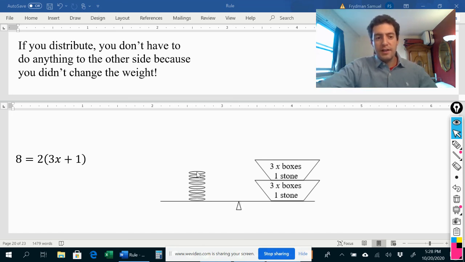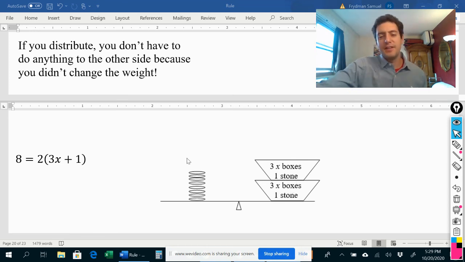So on the left side of this equation, we have 8 stones, okay? And on the right side, we have 2 times, in parentheses, 3x plus 1. So I'm going to represent that with 2 packages here. So the 2 represents 2 packages. And inside each package, imagine that we have 3 X boxes and 1 stone. So imagine you went to Amazon or something and you put in an order for 2 packages. And in each package that you want to arrive on your doorstep, you're expecting 3 X boxes and 1 stone. So you have 2 packages of 3 X boxes and 1 stone.